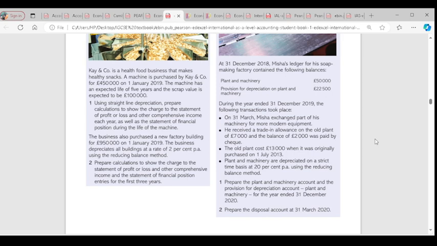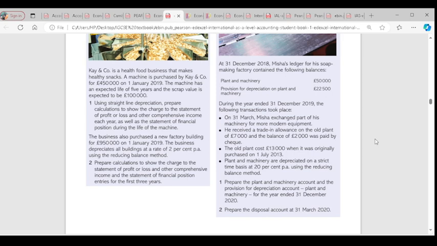Clear? So now, the 46,000 is what you work the depreciation on. Depreciation is by the reducing balance method at 20%. So 20% of 46,000. That gives us 9,200. 20 multiplied by 46,000 divided by 100. That's 9,200.